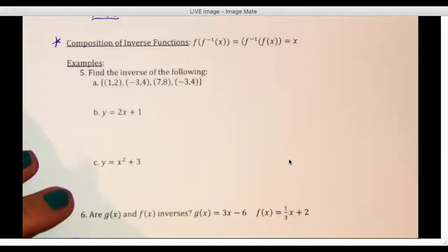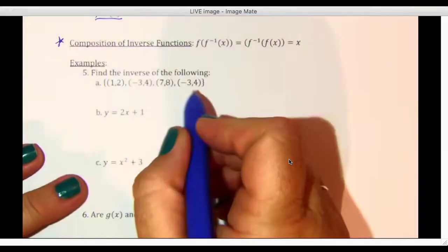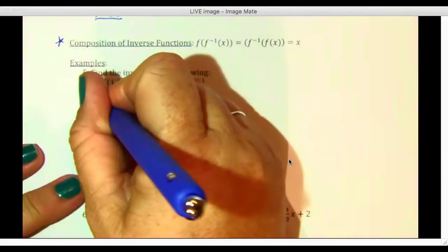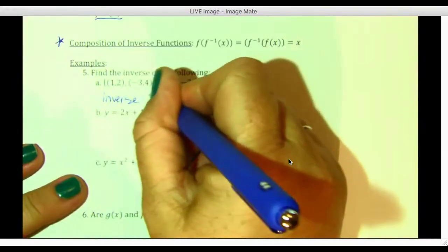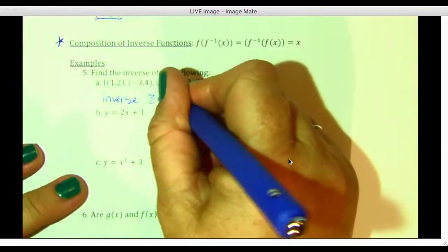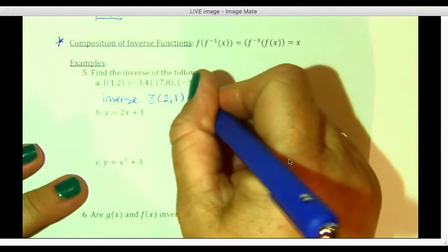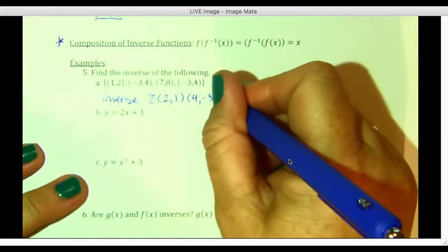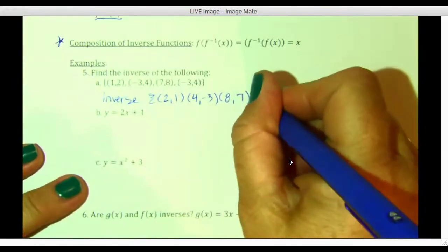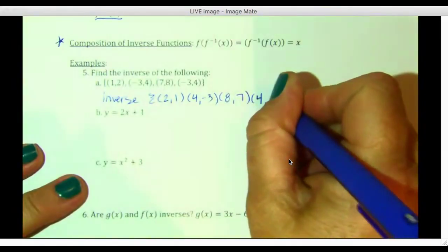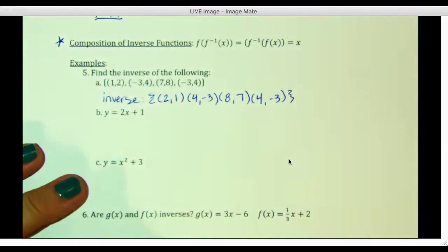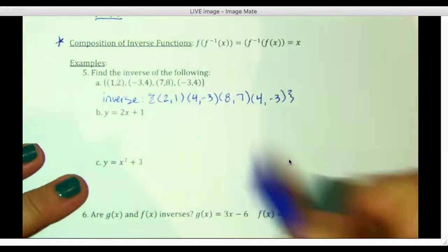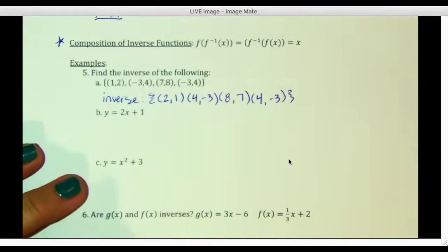So first off, let's find the inverse of the following. If I have a set of points, the inverse will just be switching the domain and range. So this becomes (2, 1), (4, -3), (8, 7), and (4, -3). And you'll notice I have the same point listed twice here. Having the same point listed twice does not make this not a function. It's just being redundant. I didn't need to list it twice.